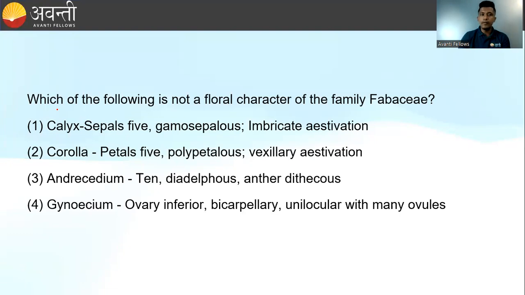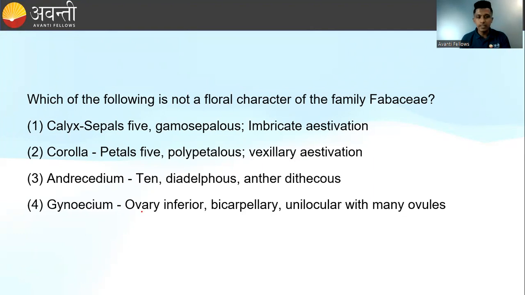Okay. When we talk about the characteristics of Fabaceae, Fabaceae is like the beans, right? Leguminous plants are represented by Fabaceae. These families have similar characteristics: five petals, polypetalous, imbricate estivation, and then axile placentation. Ovary is superior. Then you have 10 androecium, which is diadelphous, anther is dithecous, and it has vexillary estivation. So these are the characteristics of our Fabaceae family.